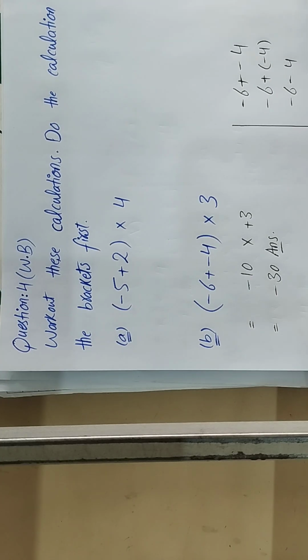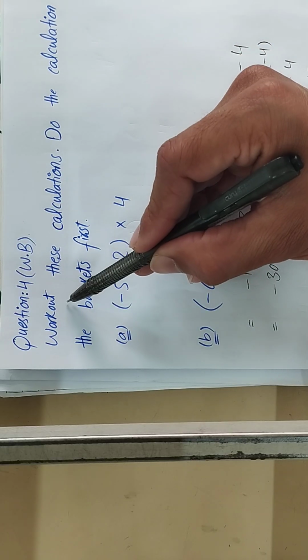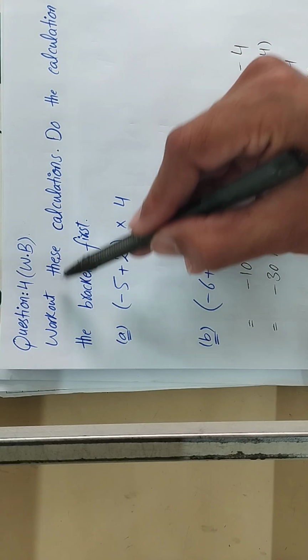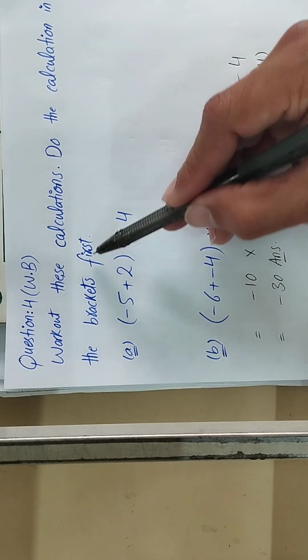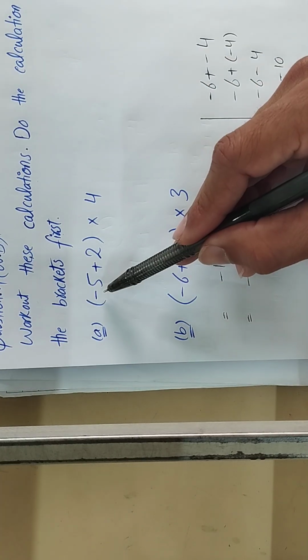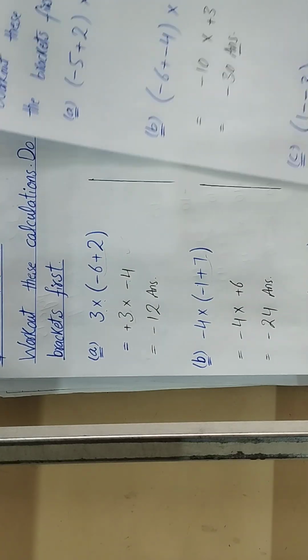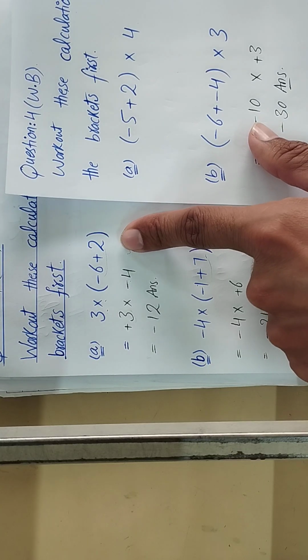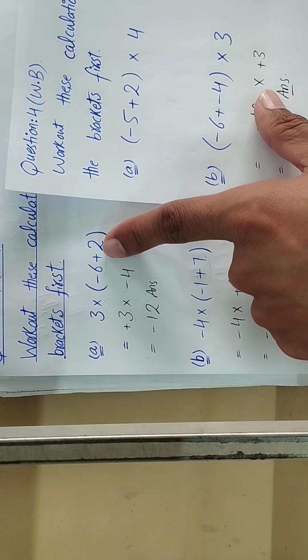The third question is from the workbook. Question number 4 from the workbook. It is similar to question number 9. Work out these calculations. Do the calculation in the brackets first. The first part is minus 5 plus 2 times 4. It is similar to this one. So this one is your homework. It is similar to this one. You can do it by yourself.